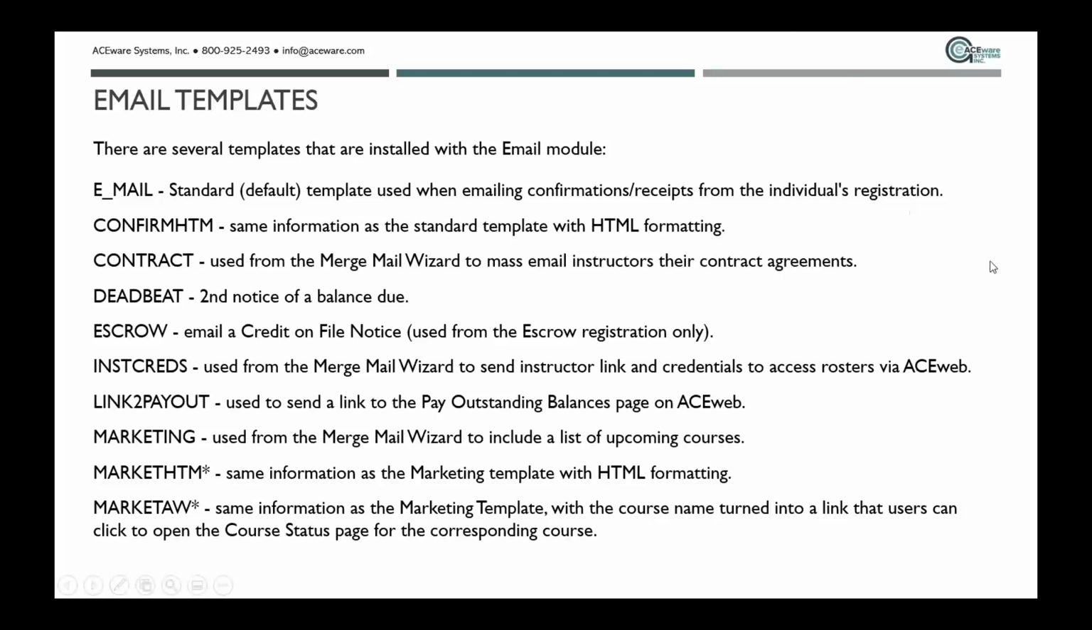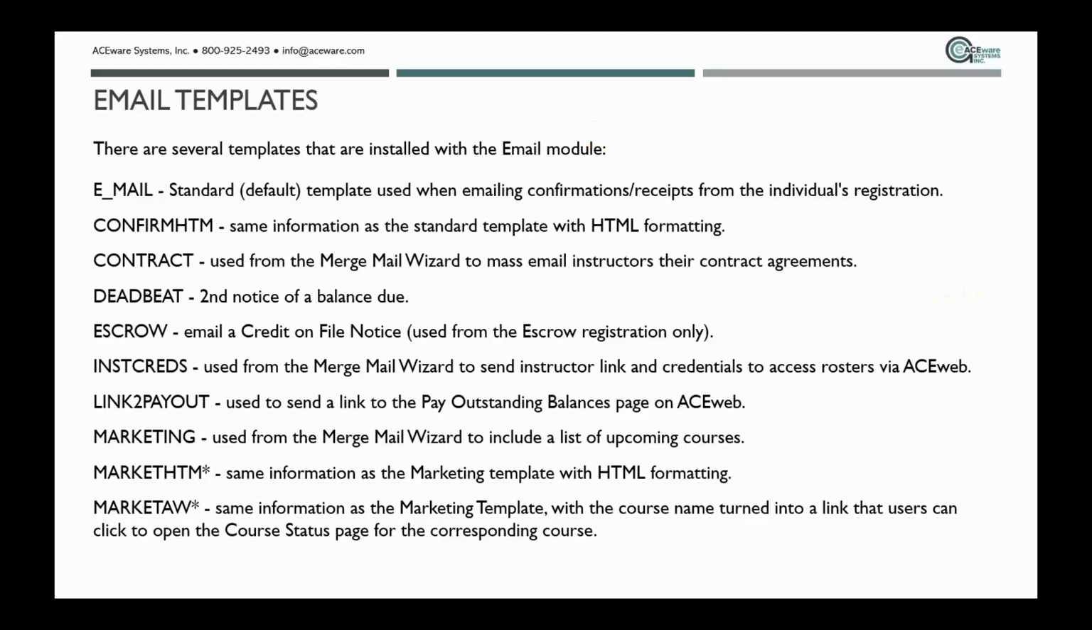And again, by way of example here, let me see if I can get my drawing tool here. Confirmation of an email receipt with HTML, email instructors contract agreement, second notice, email a notice that there is an escrow on file, send link to pay outstanding. Now, of course, that is now an automatic email blast right from the name record. Marketing emails, which is the list of upcoming courses that the student might be interested in. Let's go on and see what else we've got here.